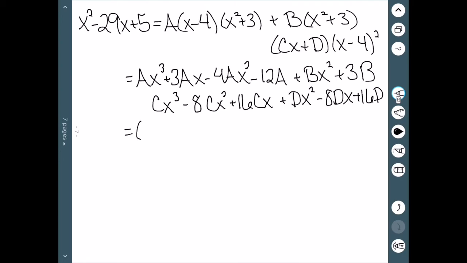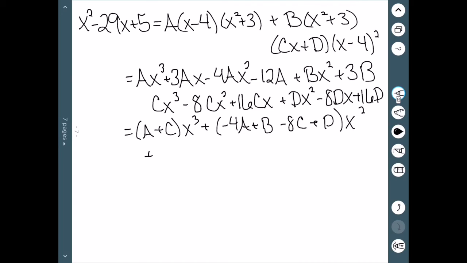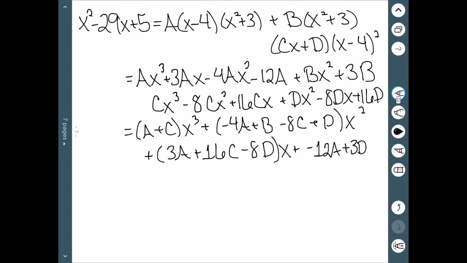Grouping, I have an ax cubed and a cx cubed. For my x squared terms, I have a negative 4a plus b minus 8c plus d. For my x terms, I have a 3a, I also have a 16c and a minus 8d. And then finally for the constant terms, negative 12a plus 3b plus 16d.